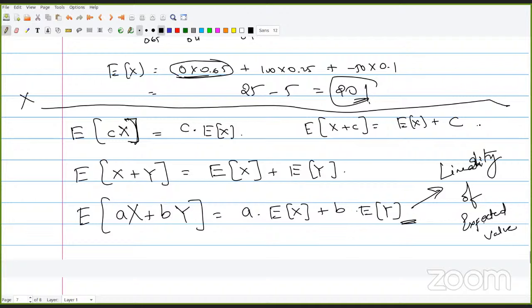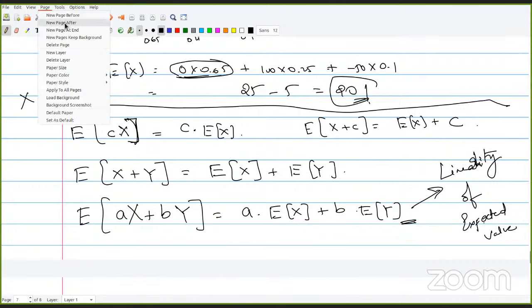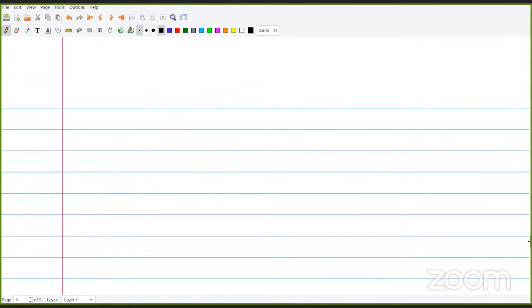My bad. Okay. Expected value of the product of two random variables, that is E of XY. Is there something? That comes under the independent case. Okay.